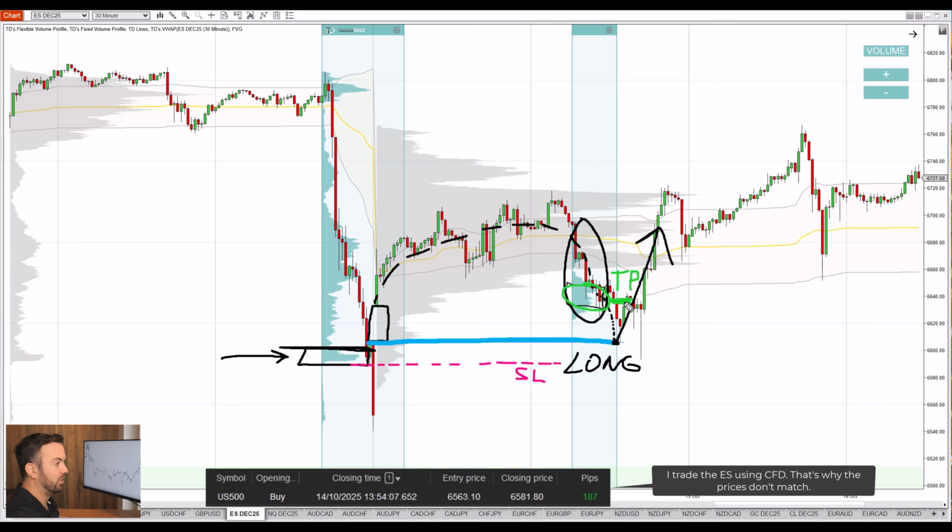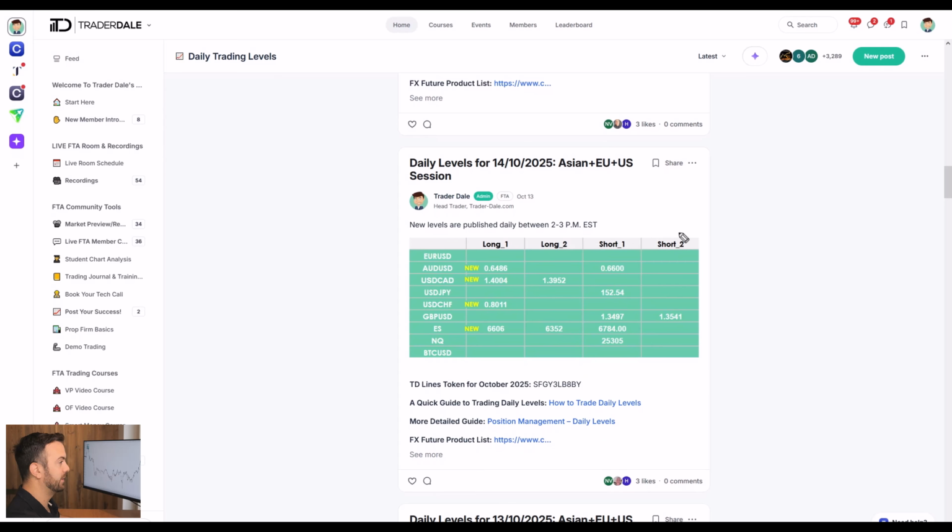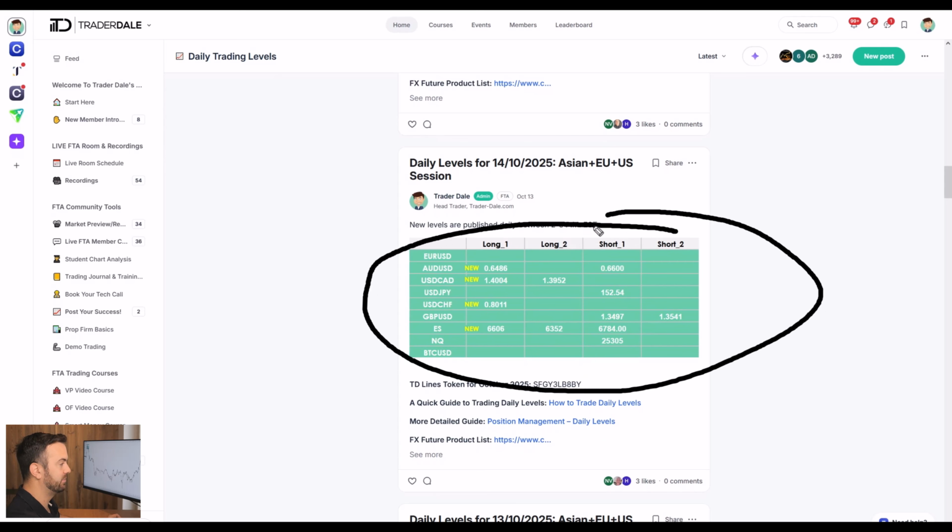By the way, I publish all those levels that I'm trading for members of our trading course. Let me show you real quick. This is our back end. This is where I post my levels. This is that table from that day. This is the level on the ES. 6606 long, right? So that's the level published for the members, so everybody could have traded that one alongside me.